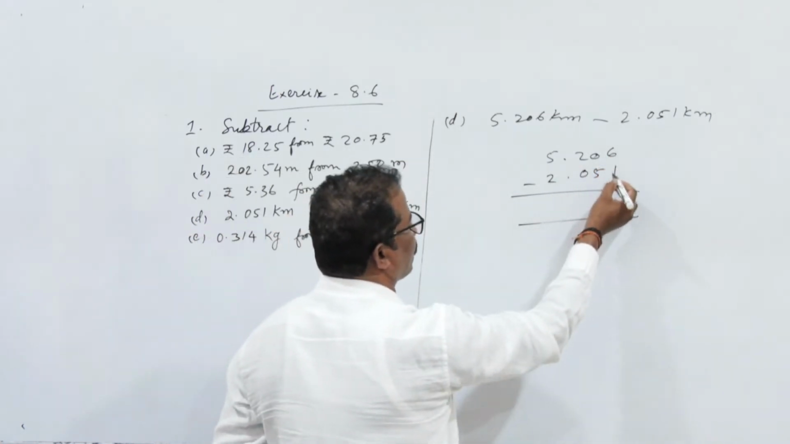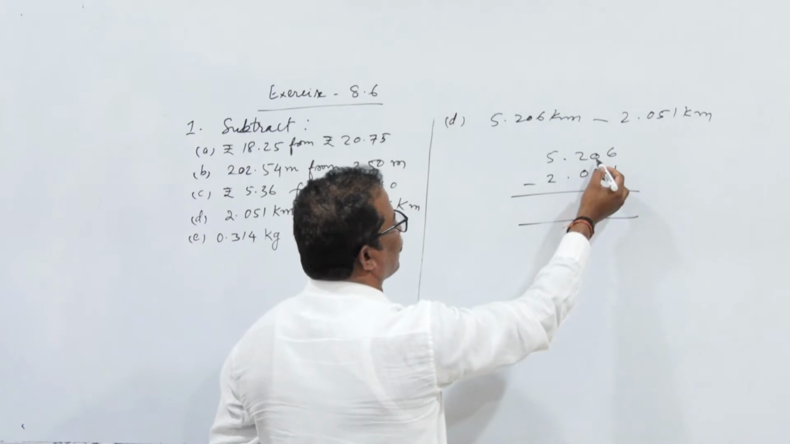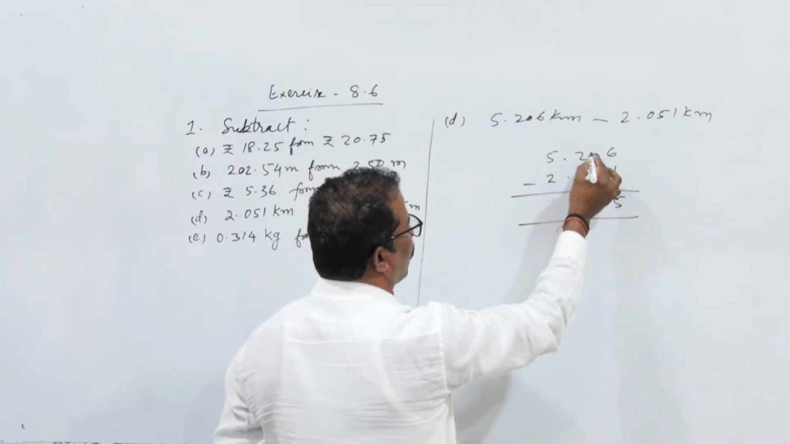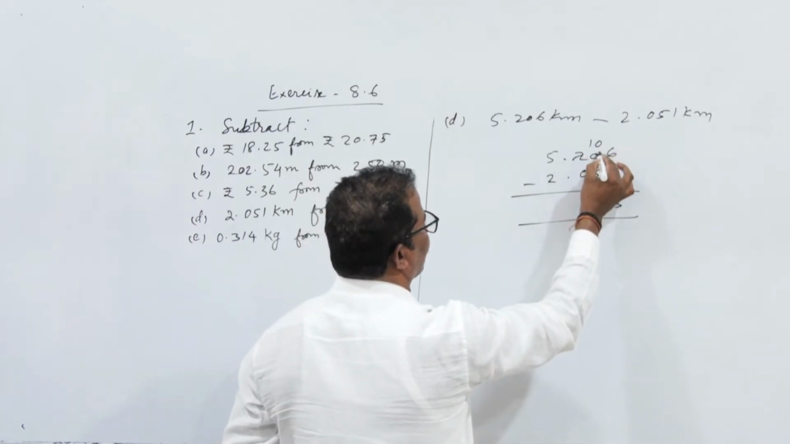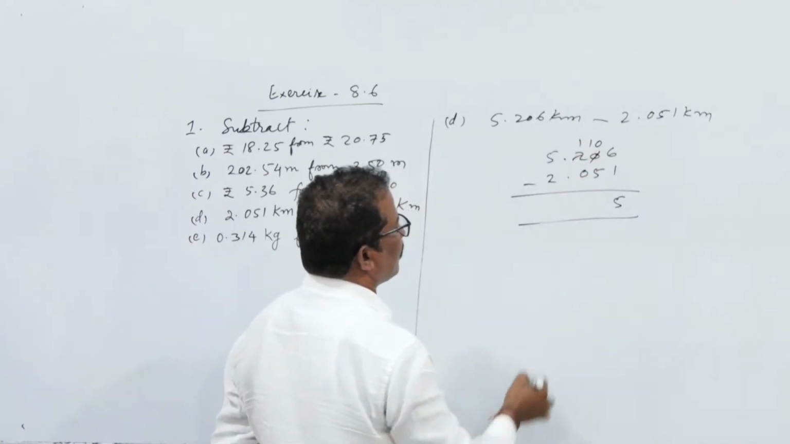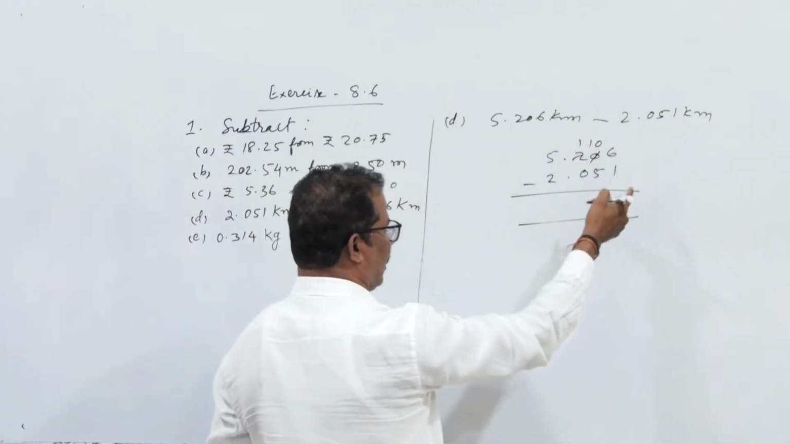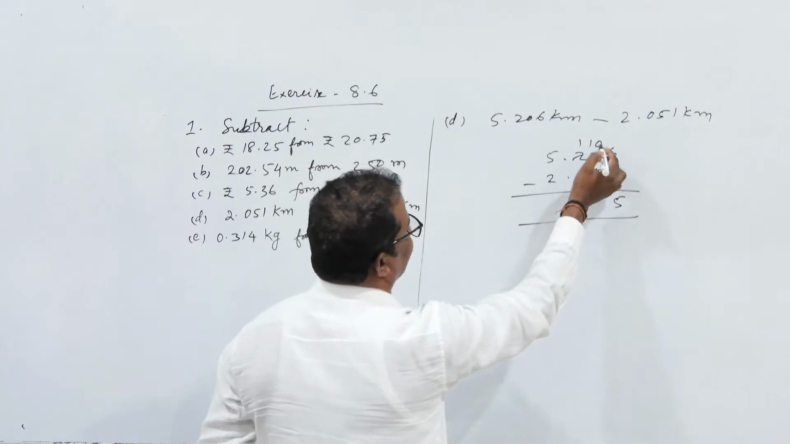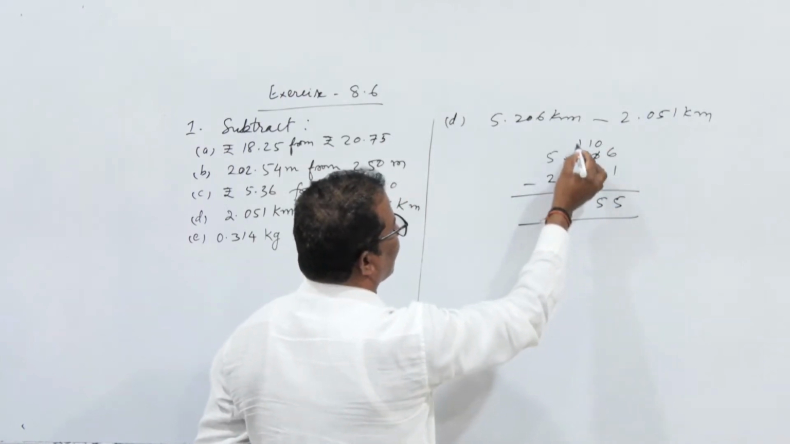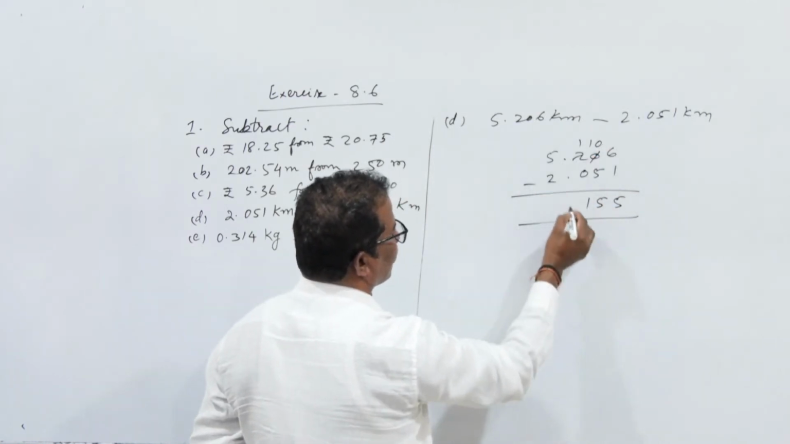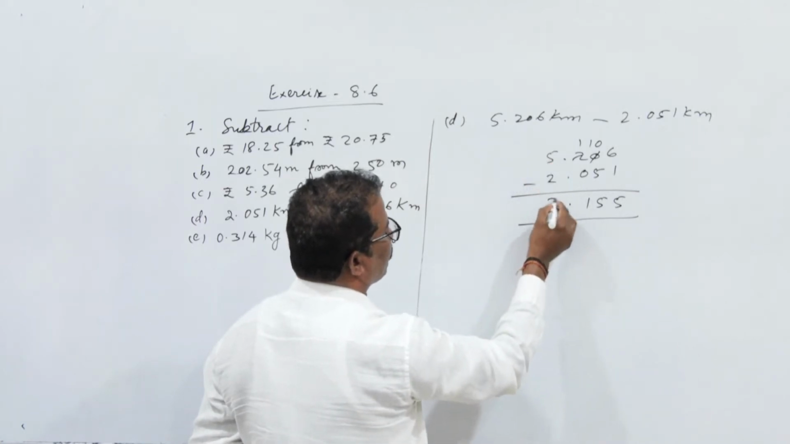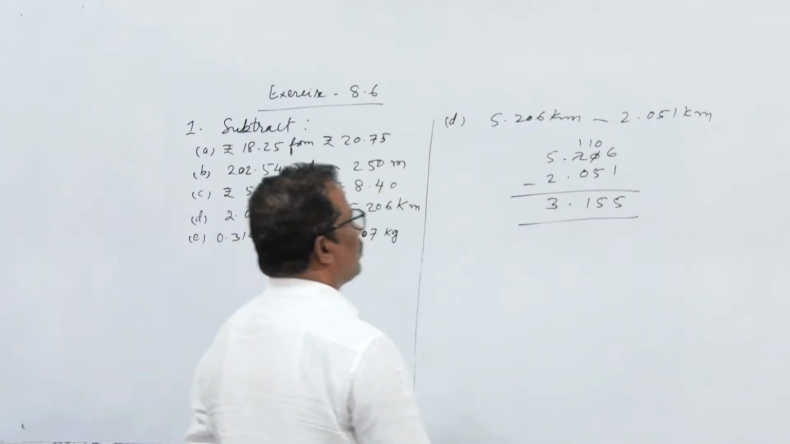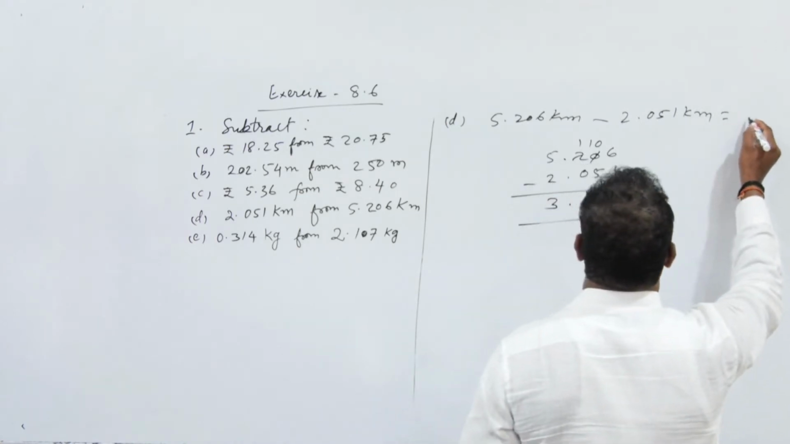So from 6 we have to subtract 1 means here 5 remaining. From 0 it is not possible to subtract 5, we have to borrow 1 from this 2. Now it is 10, and from 2, 1 given means 1 only remaining here. Then from 10 minus 5 is 5 here, and here 1 minus 0 is 1 here. Then a point, and from 5 if we subtract 2 means 3 remaining. So the difference we got here is how much?